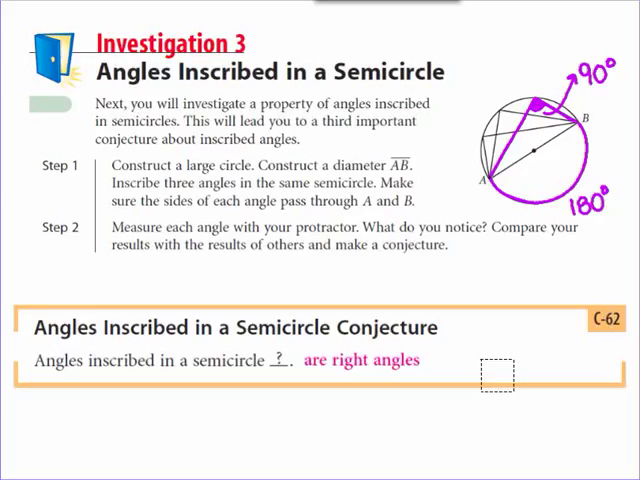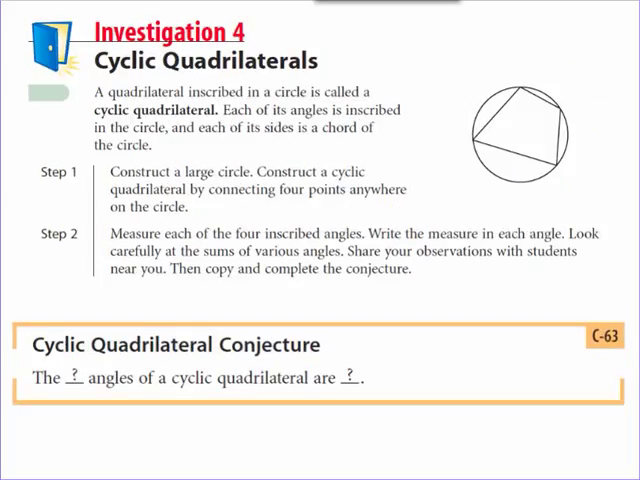Alrighty, the next one we're going to talk about is cyclic quadrilaterals. Now I'm going to warn you: every other time I've looked at this, it's been called an inscribed quadrilateral. I've never heard it referred to as a cyclic quadrilateral. So you might want to put inscribed in parentheses because that might make a little more sense to you, especially if you're going to write this down. A quadrilateral inscribed in a circle is called a cyclic quadrilateral. Basically, all four vertices are on the circle and the quadrilateral is on the inside. That's where you get the word inscribed.